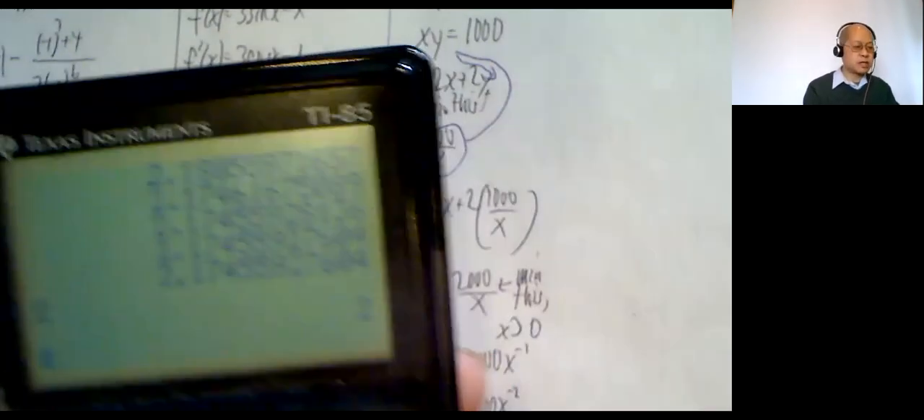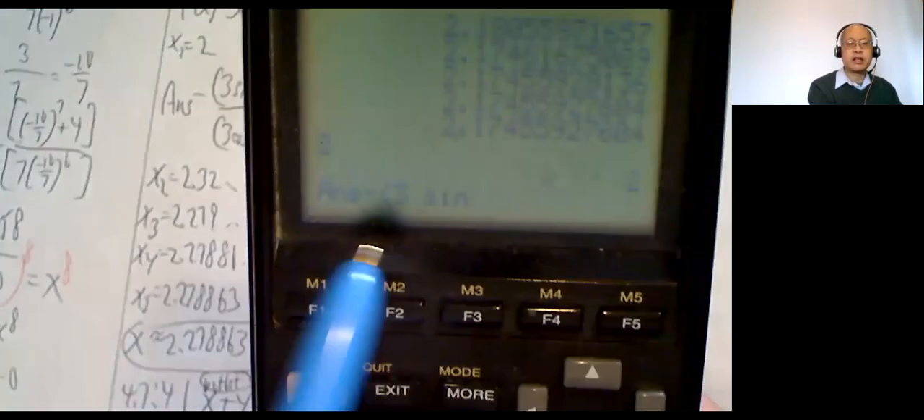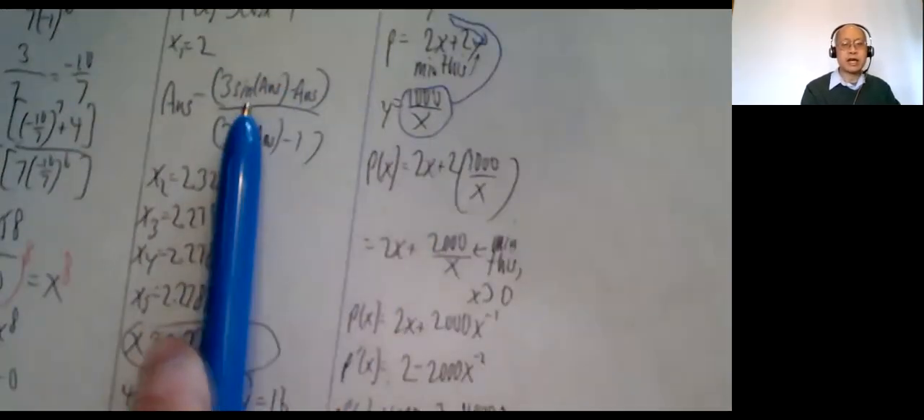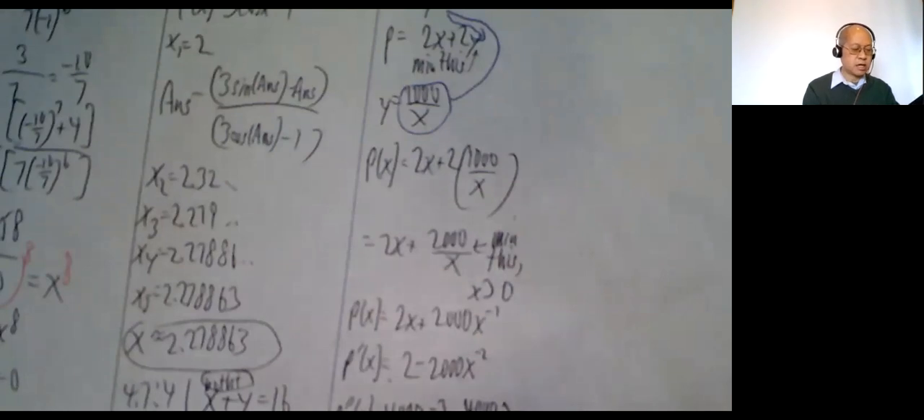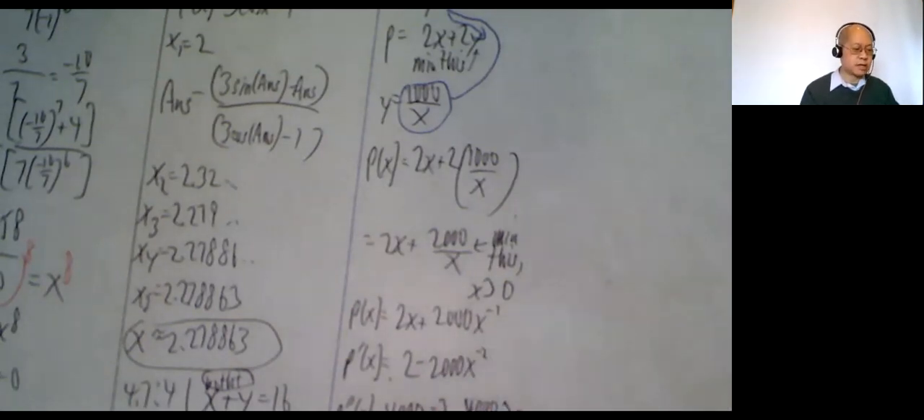So I typed in my first guess, which is 2. And now answer minus parentheses 3 sine. Those of you, when you hit sine or any other function, if it automatically gives you a left paren, you got to close it with a right paren. So I'm actually going to type it in like that for those of you that have that. So parentheses, answer, close parentheses, minus answer, close parentheses, divided by parentheses, 3 cosine parentheses, answer parentheses, minus 1 parentheses. Okay, so that's a lot there.